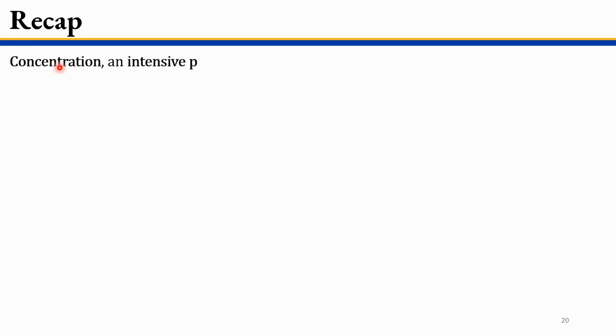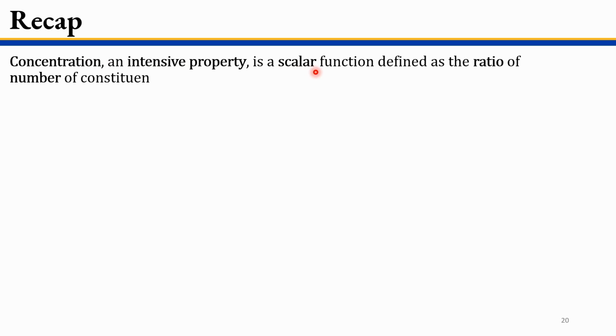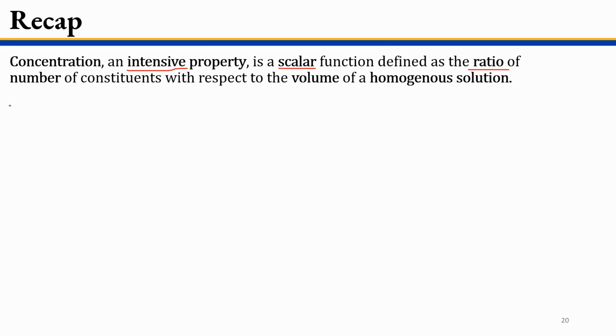To recap, we said that concentration, an intensive property, is a scalar function defined as the ratio of the number of constituents with respect to the volume of a homogeneous solution. So this is my complete definition for concentration. We said that concentration is an intensive property, which means that it doesn't depend on the volume of the solution. It's a scalar function as opposed to a vector function, and it's defined as the ratio of the number of moles, the number of constituents, divided by the volume of the solution, and it has to be homogeneous. It has to be a well-mixed solution.